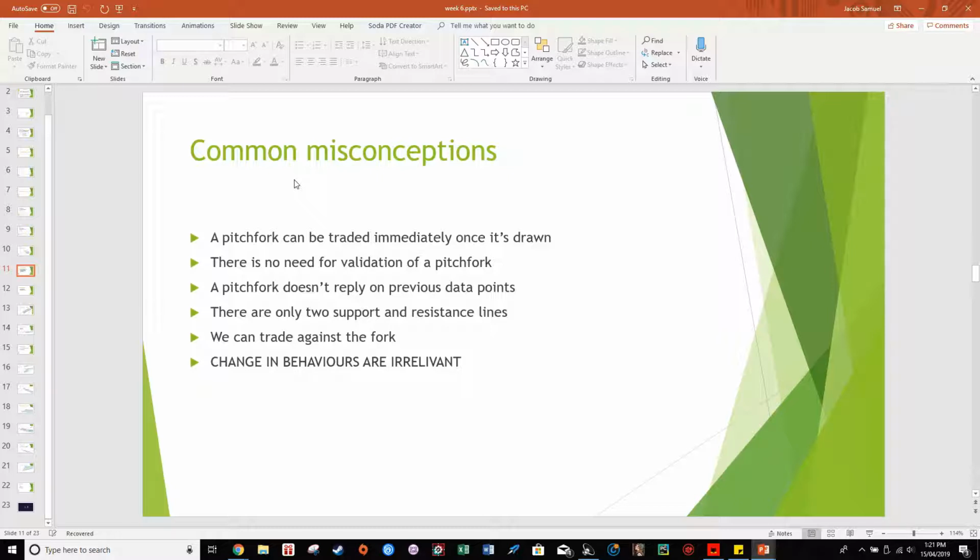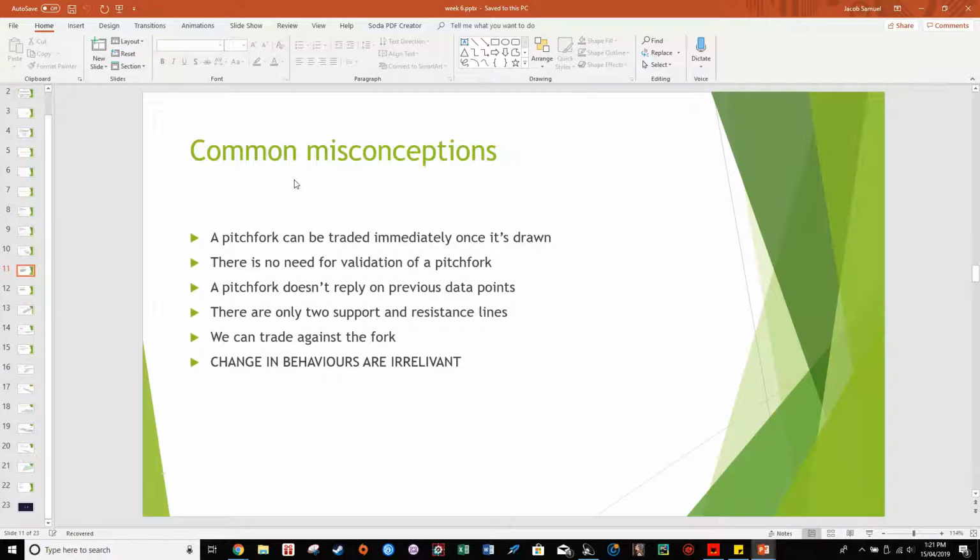We can trade against the fork. Change in behaviors are irrelevant. Actually, change in behaviors are the most relevant thing to trading. What does a change in behavior mean? I mean going from an upward trend to a downward trend, or from a sideways movement to an upward trend. You need to take these into consideration when you're plotting your pitchforks or when you're just trading in general.